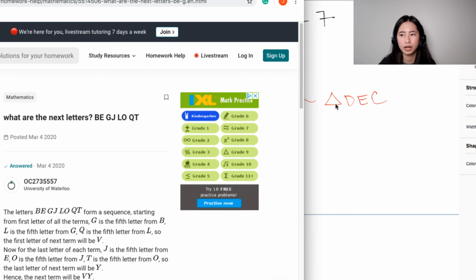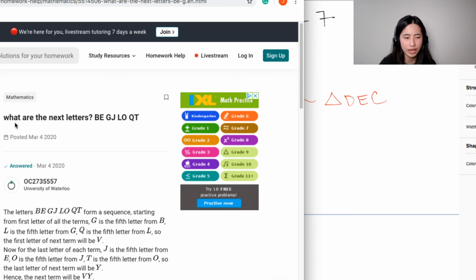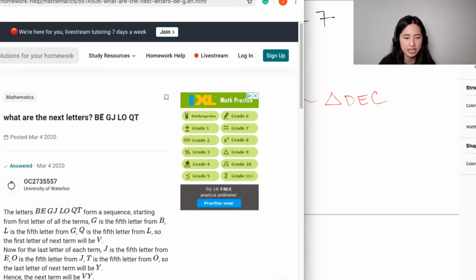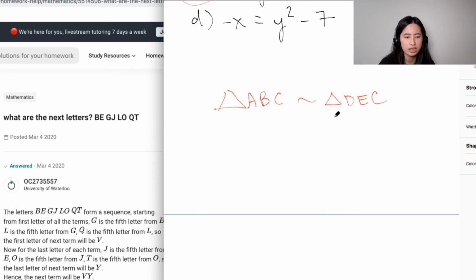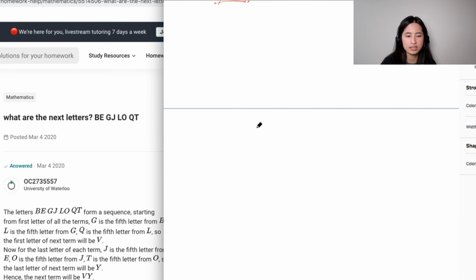Okay, so this is sort of a pattern question, I would say. So here we have, what are the next letters? We have BE, then you have GJ, then you have LO, and then you have QT. So I think it's easier for us to write down the pattern.